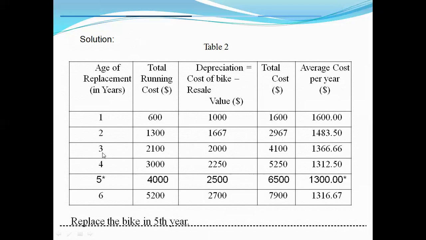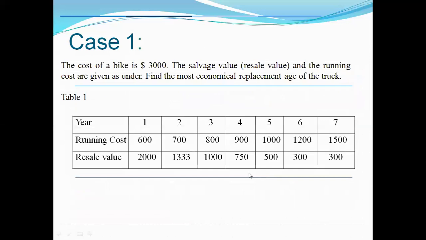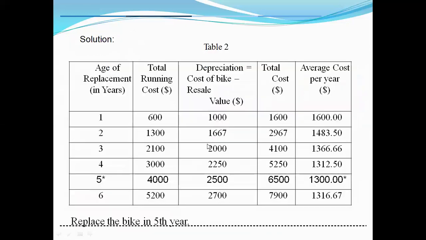Similarly, for the third year it is 2100. Up to 2 years the total running cost is 1300, and in the third year the running cost is 800 rupees. So 1300 plus 800, that is 13 plus 8, which is 21. So 2100 is the total running cost up to 3 years.